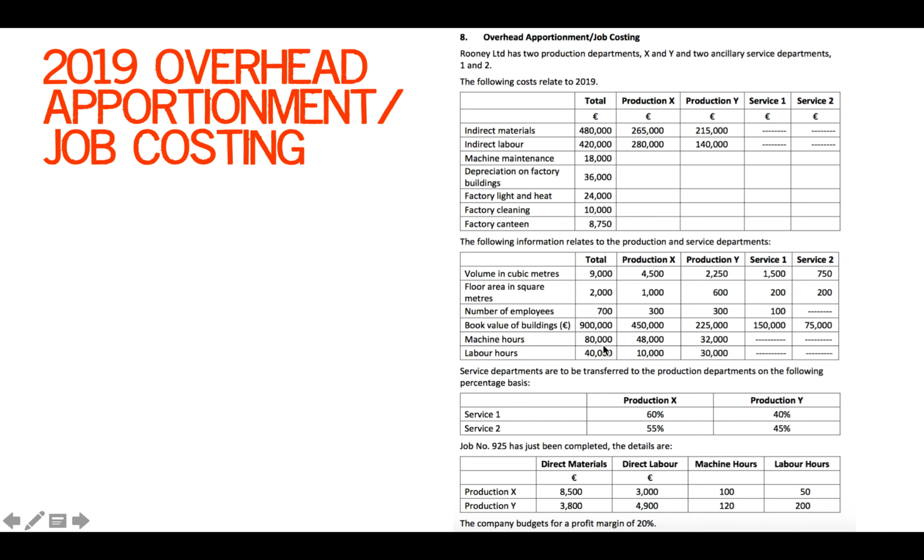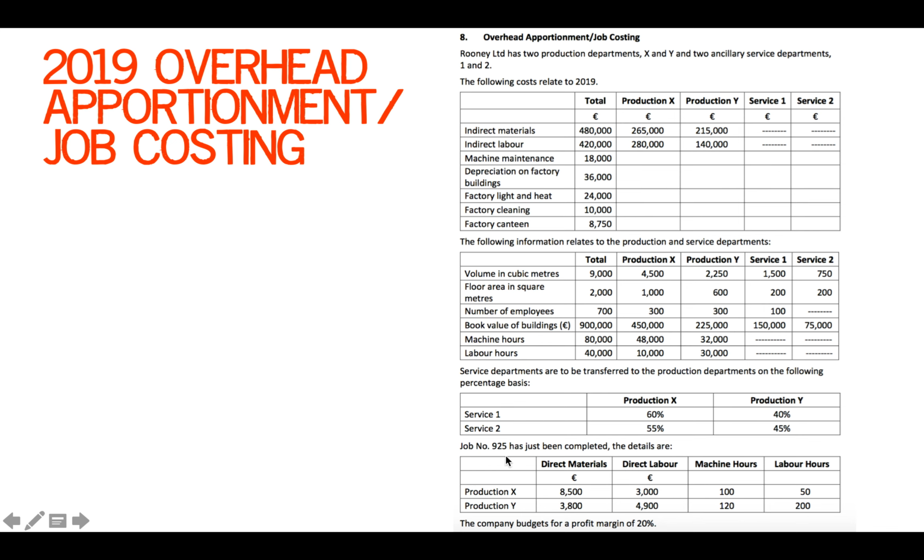Machine hours, 80,000 hours, split up between production X and production Y. There is none in service 1 and 2. And then we have labour hours, 40,000 labour hours, split up into 10,000 labour hours for X and 30,000 labour hours for Y. Now it says service departments are to be transferred to the production departments on the following percentage basis: production X and production Y. Service 1, 60% production X and 40% production Y. Service 2, 55% production X and 45% production Y.